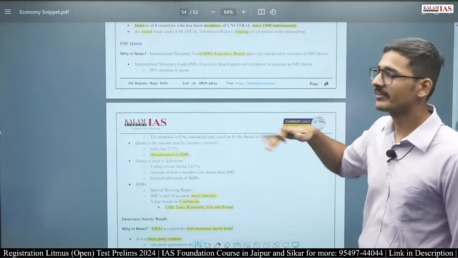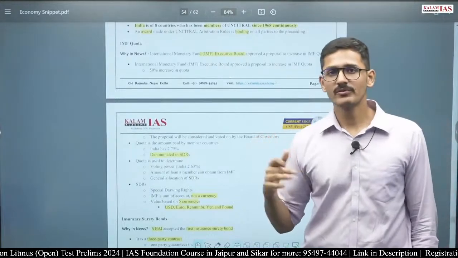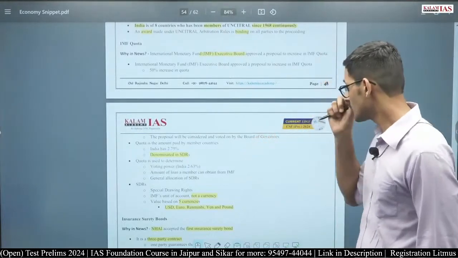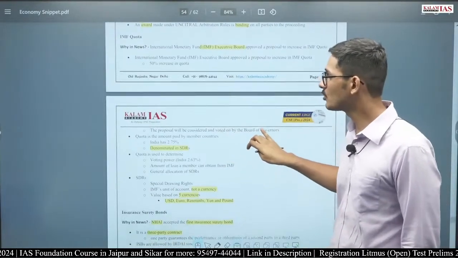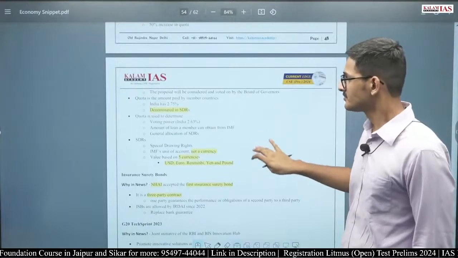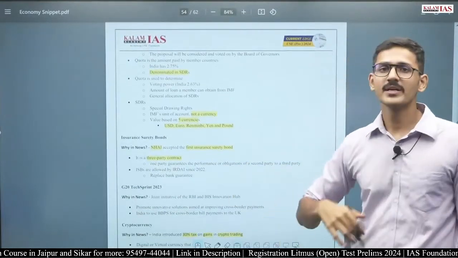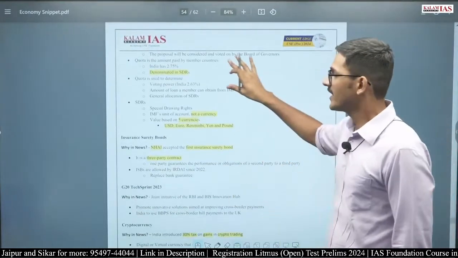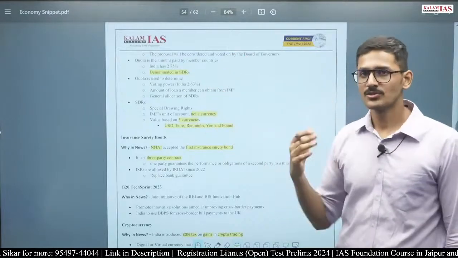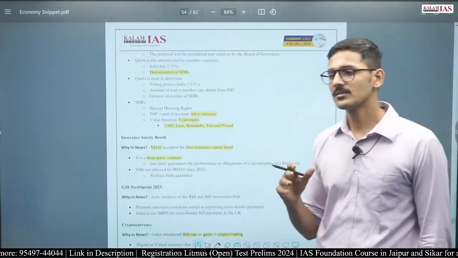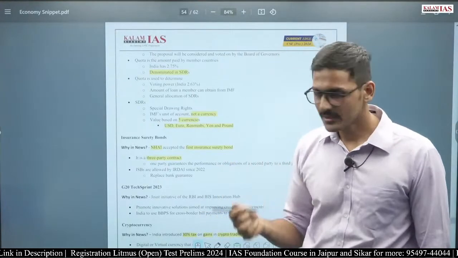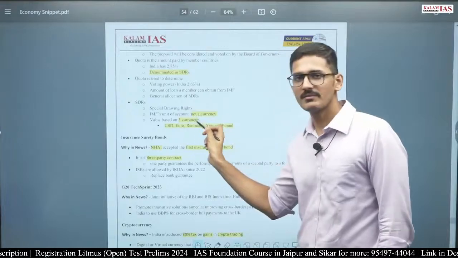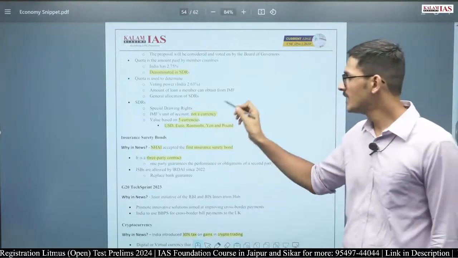IMF quota: the IMF executive board has increased the quota. Now it will go to the Board of Governors and will be voted on by them. The quota has been increased by 50%, and the quota is denominated in SDR. SDR are special drawing rights, a unit used by the IMF. It is not a currency. It is given categorically on the IMF website also: it is not a currency.